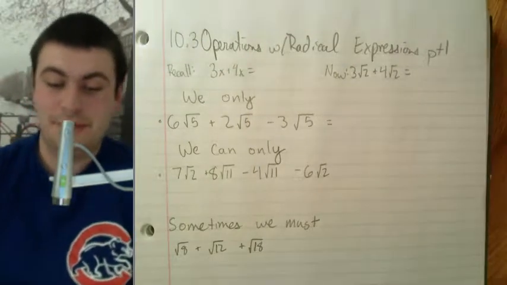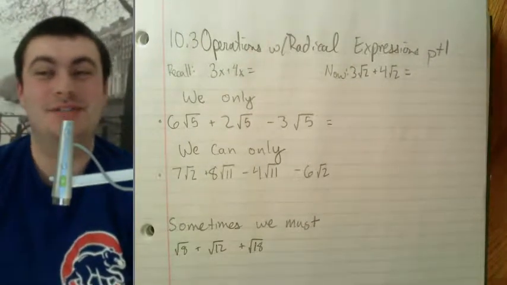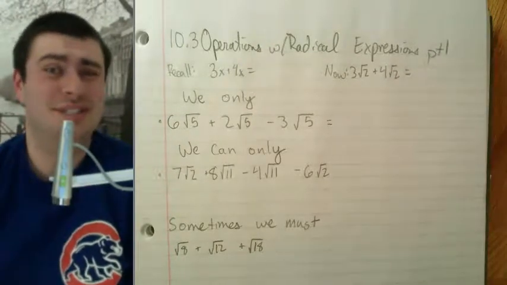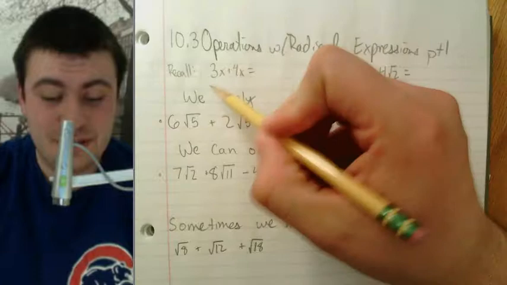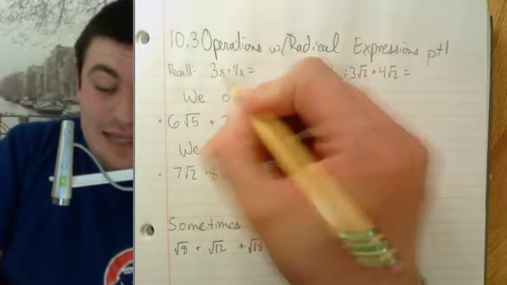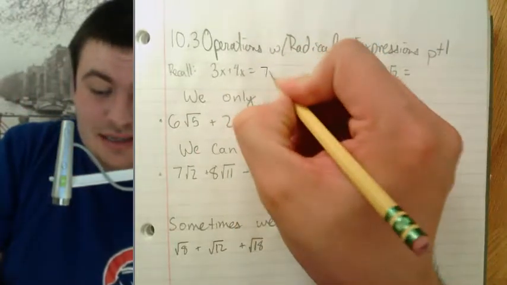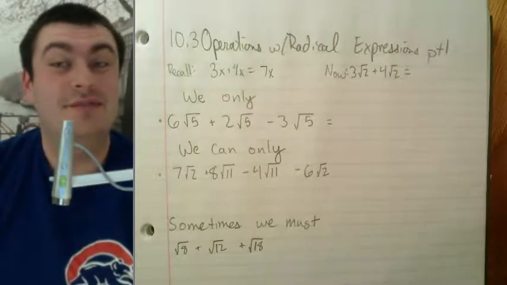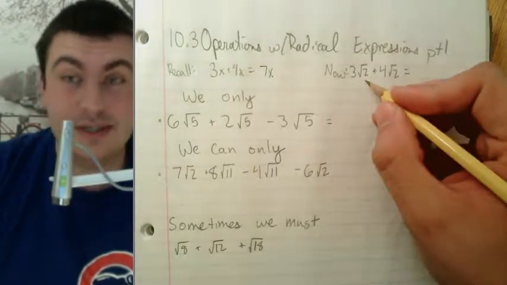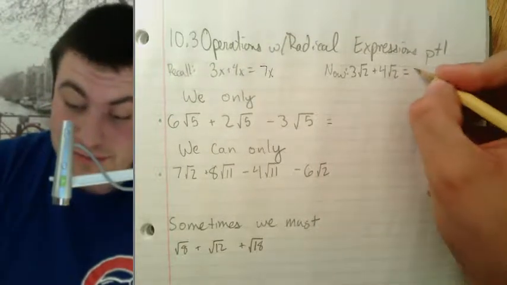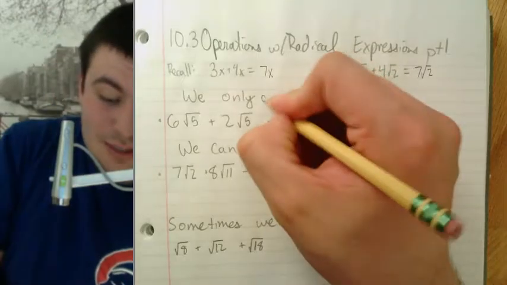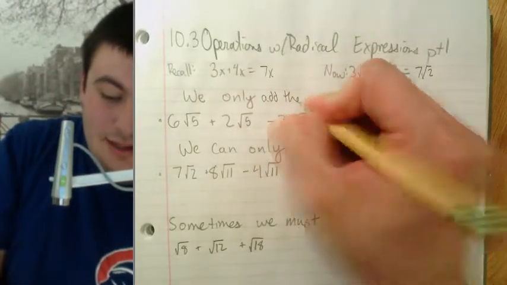Hello, and we're working with radical expressions and operations. Right now we're really just going to worry about adding and subtracting, because it's really the same operation. We're just adding negatives. Now remember, if we had 3x plus 4x, we'd add the coefficients and we say that is 7x. So if we substitute a radical expression in for that variable, 3 times the square root of 2 plus 4 square root of 2, we're going to be left with 7 times the square root of 2. So we only add the coefficients.